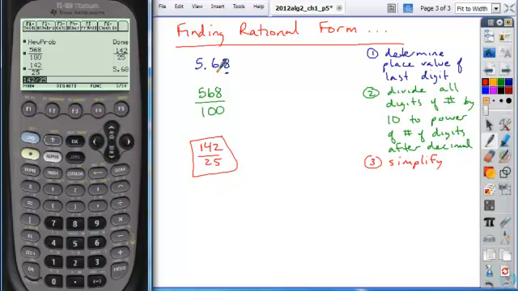Anytime you're finding the rational form in these problems, you should know before you hit submit whether you got it right or wrong, because you should be able to check it on your calculators.